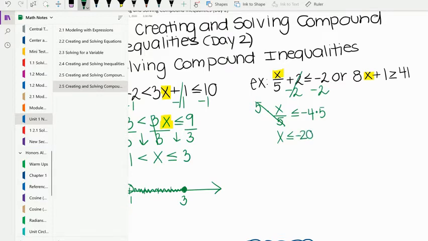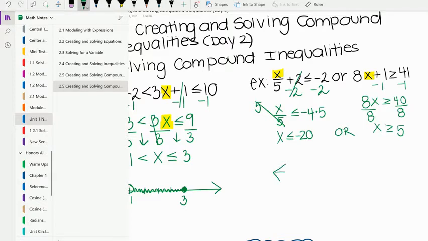And on this next one, I'm going to start off by subtracting 1. So I get 8x is greater than or equal to 40. And then I divide by 8. And I get x is greater than or equal to 5. So I have x is less than or equal to -20, or it's greater than or equal to 5.